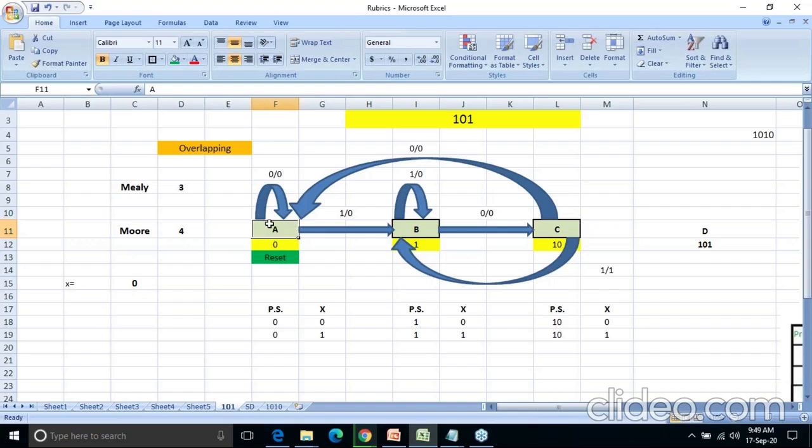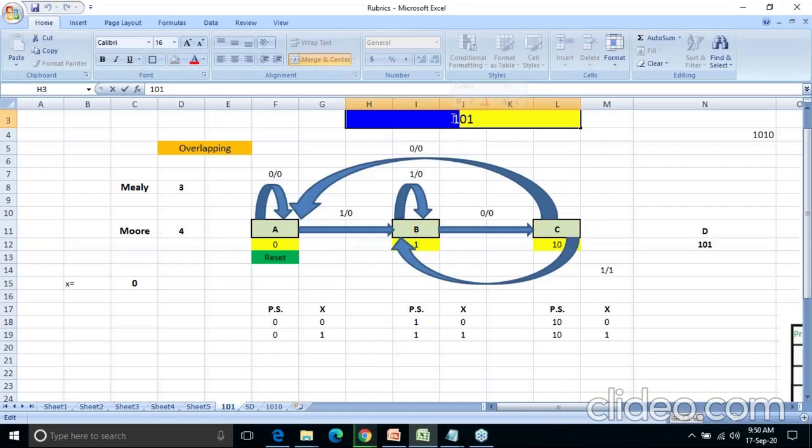Now my next input might be 1. Earlier I took 0, but 1 can also be an option. So what will happen if it is 1? Is it part of my sequence? Yes, this is the first one of my sequence. So a part of the sequence is getting detected, and that's why 1 is detecting, because I have given input as a 1.